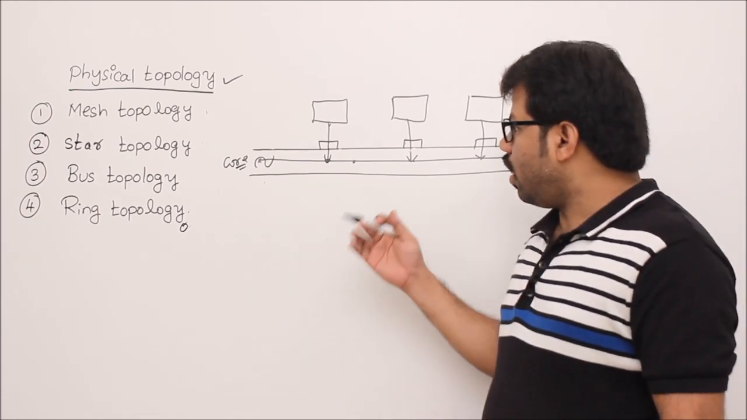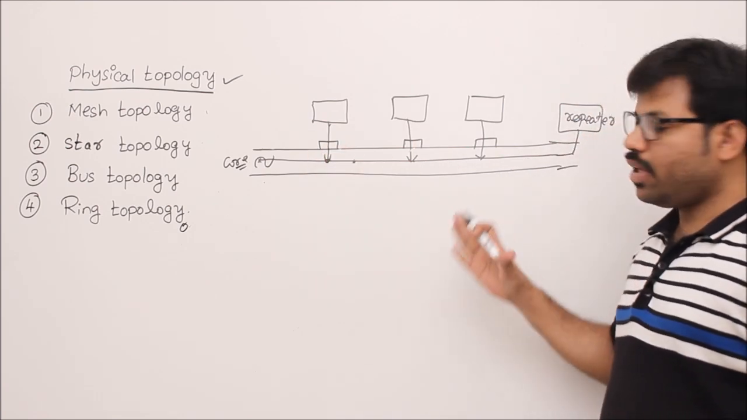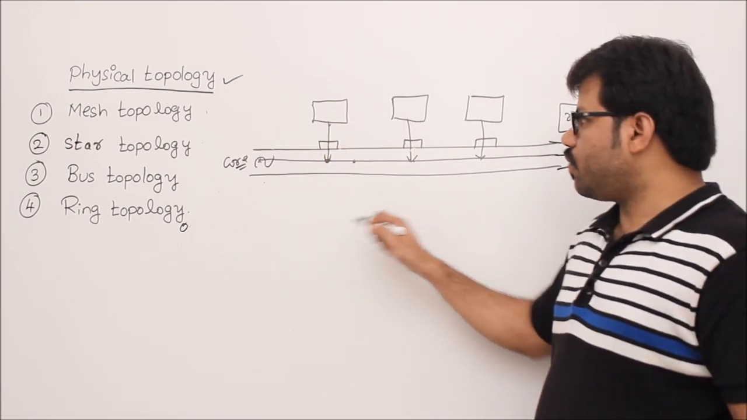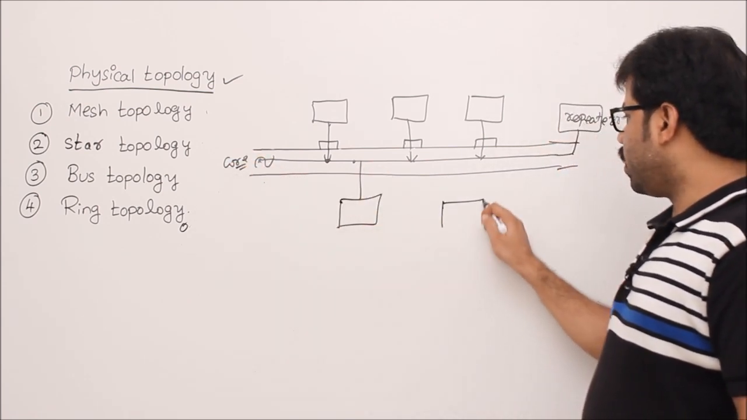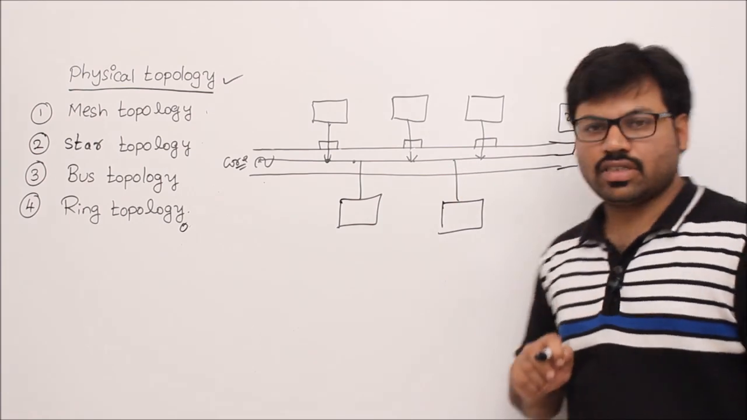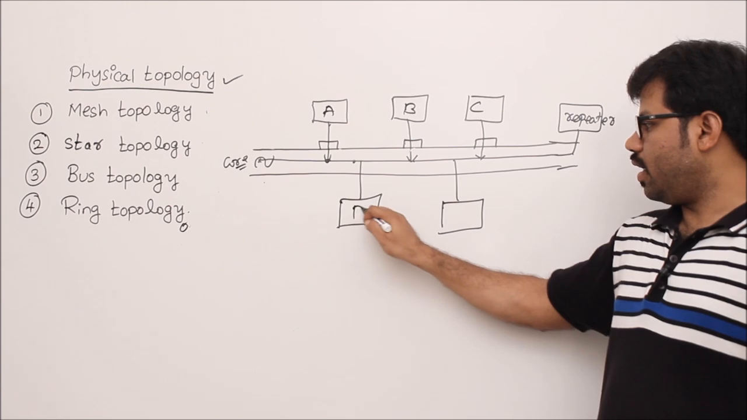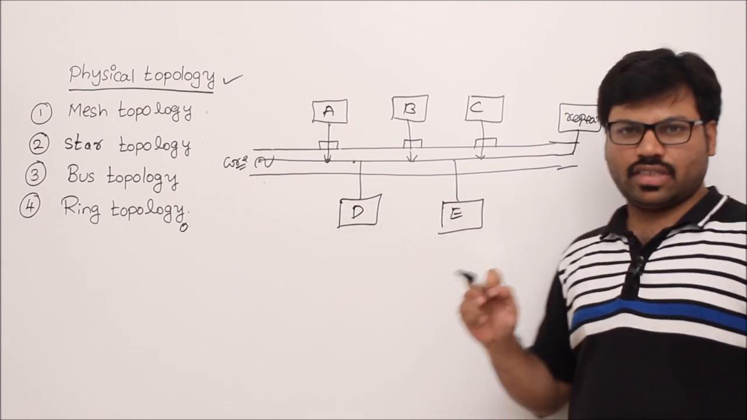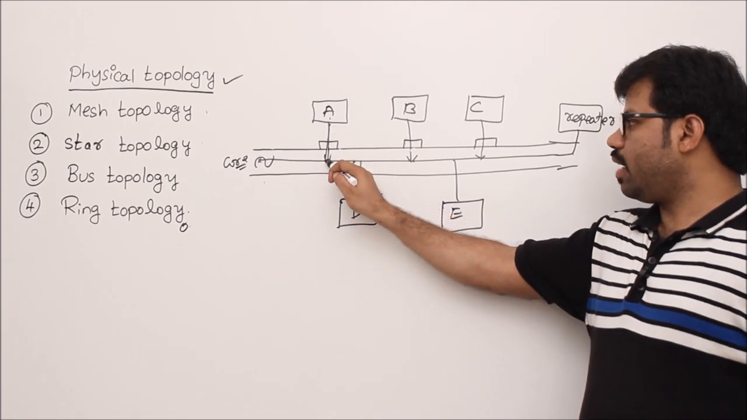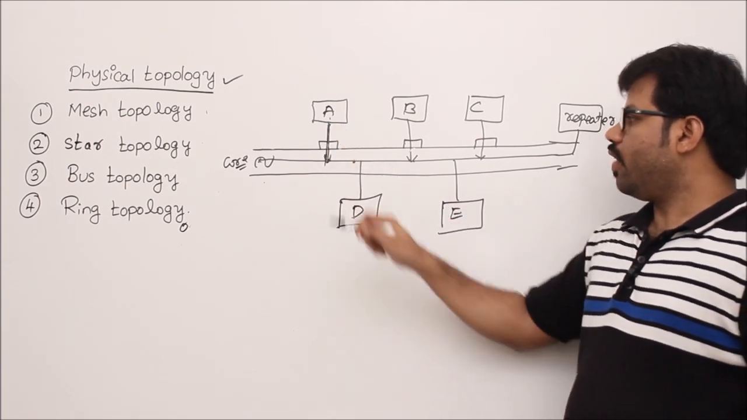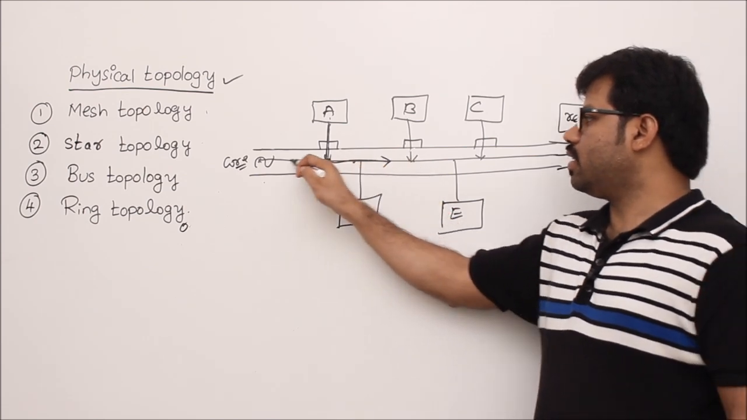Second thing, how will this communication medium be used? We have already seen star topology, right? So let's have one computer here, another computer here. In this model, let's say these are A, B, C, D, E. For example, A wants to send a message, then A is going to send the message to this cable. Whenever the message comes here, automatically it will go in this direction and this direction.